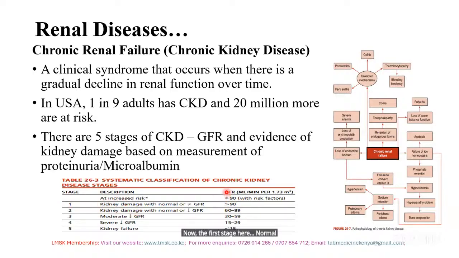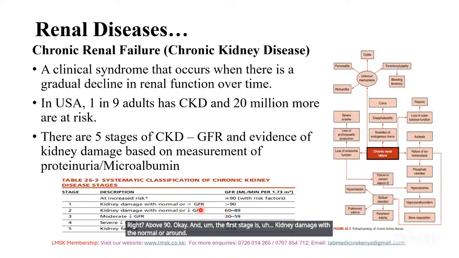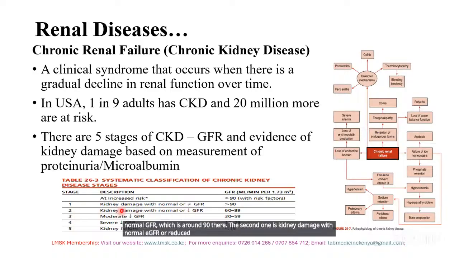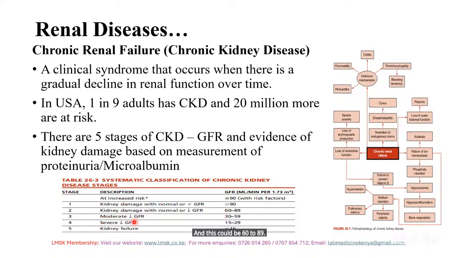normal GFR is above 90, right? And the first stage is kidney damage with normal or around normal GFR, which is around 90 there. The second one is kidney damage with mildly reduced eGFR, which means that creatinine is increasing, and this could be 60 to 89. Moderate with reduced GFR, and this GFR could be between 30 to 59. Severe with reduced GFR of 15 to 29. Then kidney failure is actually a GFR of less than 15.